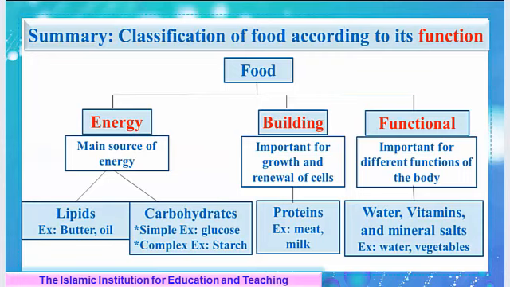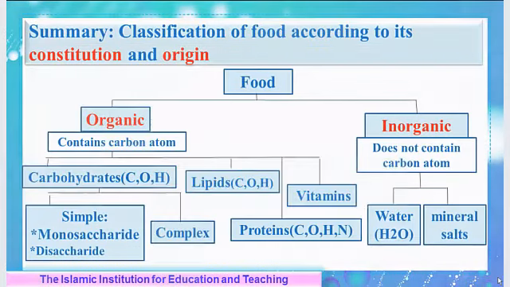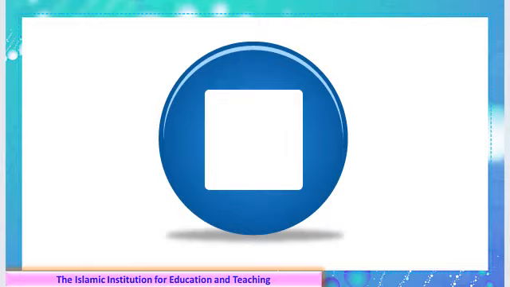Here is a map that classifies food according to its function. And here is another map that classifies food according to its constitution and origin. After watching the video more than once, please stop it, solve the application, then make an autocorrection.